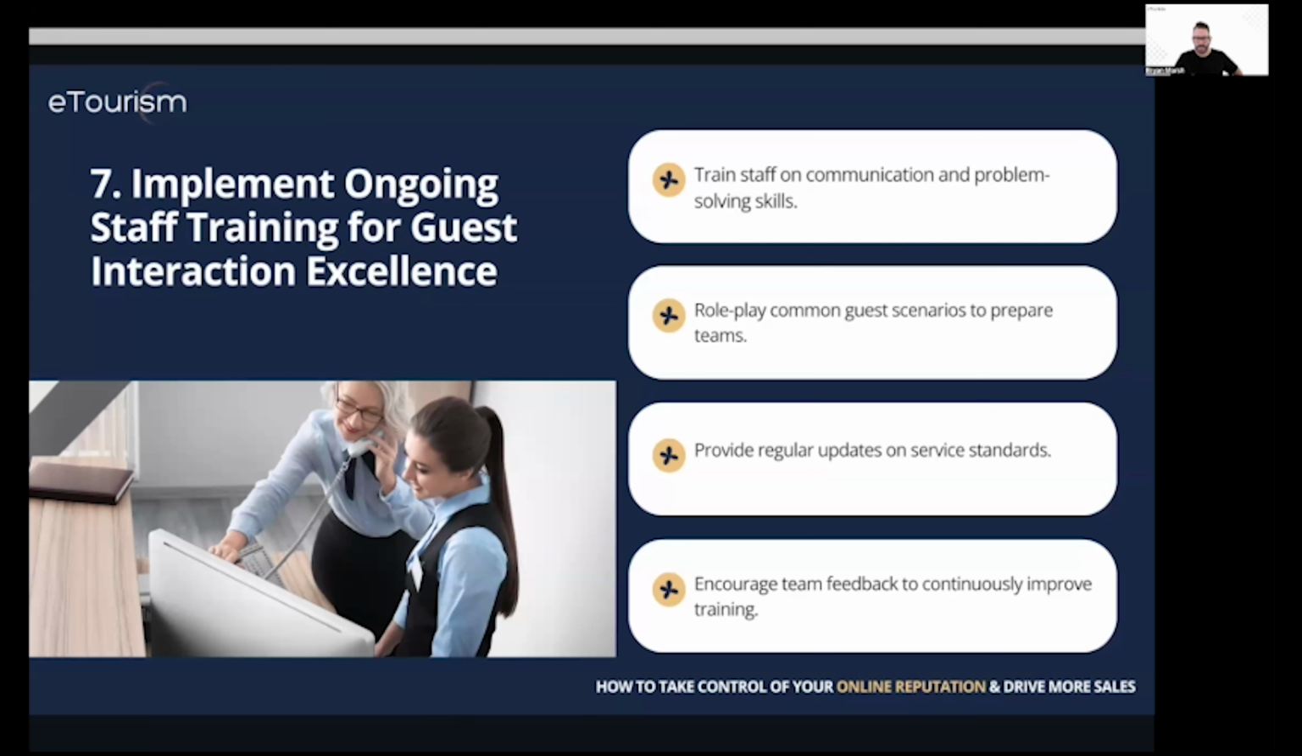Provide regular updates on service standards. Encourage team feedback to continuously improve training. I know a few of you here that we work with, you have all hands on deck meetings and reviews, and managing, talking and educating your staff is important in those weekly meetings. You guys are doing a great job.